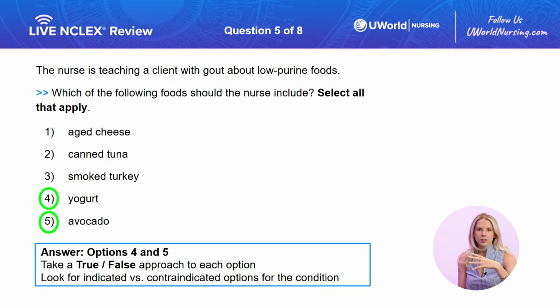So to avoid this, we keep these clients on a low purine diet. We're going to make sure we're getting plenty of that low-fat dairy, so milk, yogurt, cottage cheese, avocado, nuts, legumes, fresh fruits, and vegetables. This includes yogurt and avocado. 4 and 5 were our correct options. 1, 2, and 3 are actually high purine foods, so we're avoiding the aged cheese, that canned tuna, smoked turkey. A lot of these are also pretty high in sodium. So 4 and 5 were our correct options. Way to go, guys.